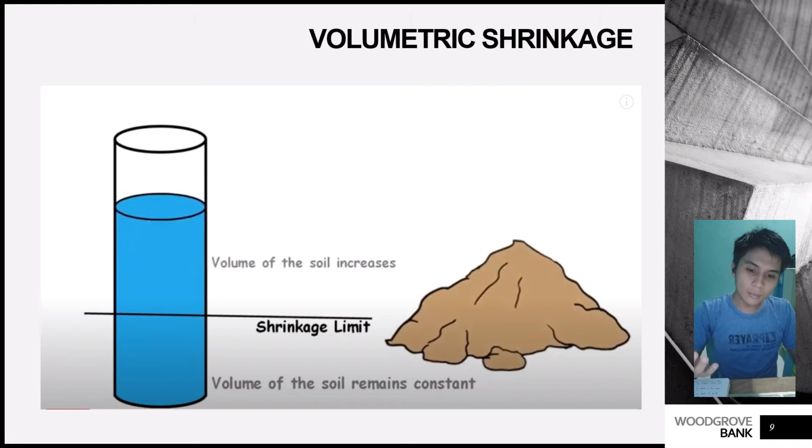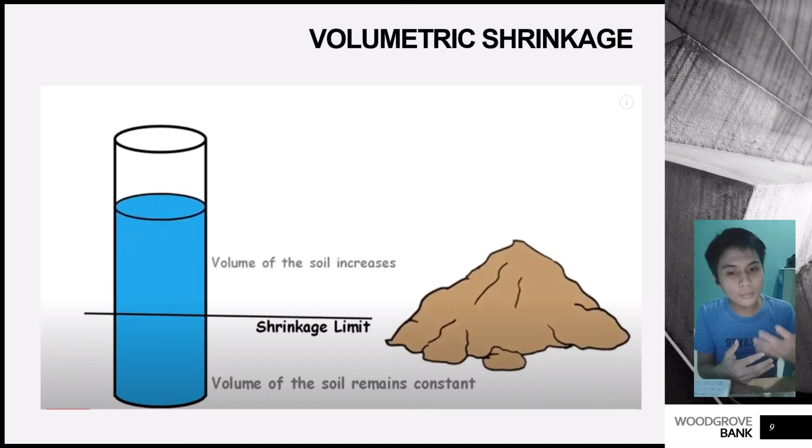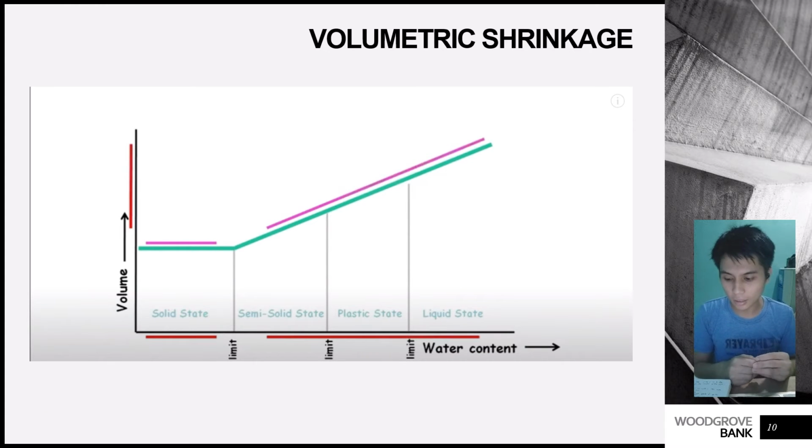So if the water content does not pass through the shrinkage limit, the volume of the soil remains constant. However, if the water content goes up and the volume of the soil increases and it passes through the shrinkage limit, it means that the water content increases. Also, the volume of the soil increases. So there are some effects if the volume of the soil increases and also the water content of the soil increases. When the water content of the soil is further increased beyond the shrinkage limit, the soil's volume also begins to increase, as I have said.